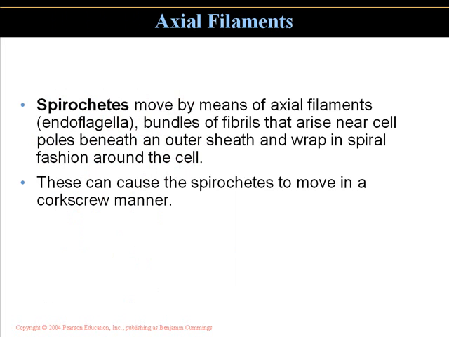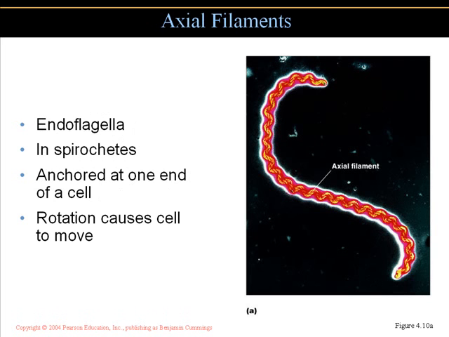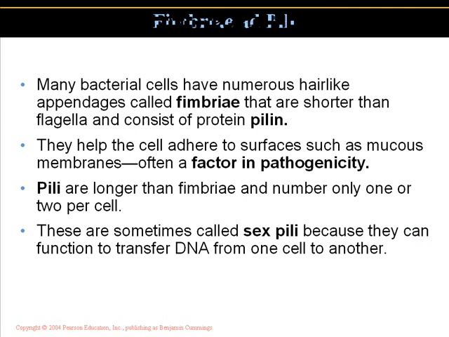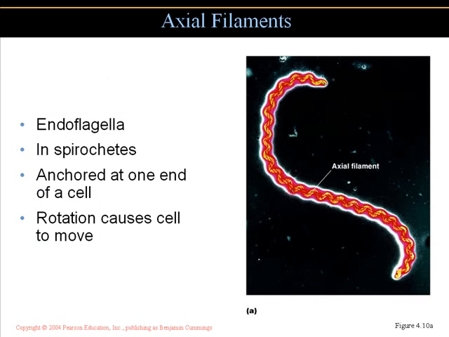Axial filaments. Spirochetes move by means of axial filaments, or an endoflagellum: bundles of fibrils that arise near the cell's poles beneath the outer sheath and wrap in a spiral fashion around the cell. These can cause the spirochetes to move in a corkscrew manner. Endoflagella in spirochetes, anchored at one end of the cell, rotate and cause the cells to move. You can see the difference, and I went through that rather quickly, of the axial filaments in the endoflagellum. Previously you saw the flagellum outside the cell wall. Now you see the axial filaments actually inside of the cell.